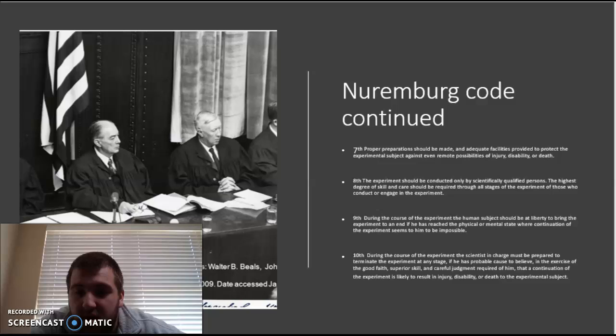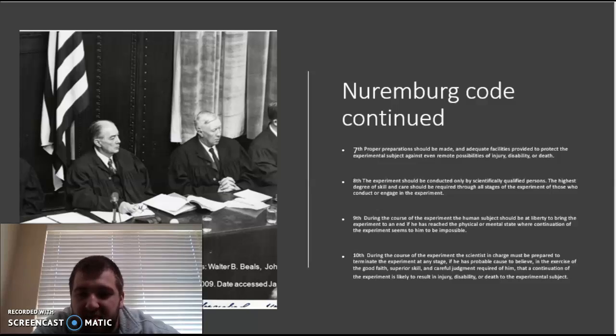The highest degree of skill and care should be required through all stages of the experiment of those who conduct or engage in the experiment. Ninth, during the course of the experiment, the human subject should be at liberty to bring the experiment to an end if he has reached a physical or mental state where continuation of the experiment seems to him to be impossible.